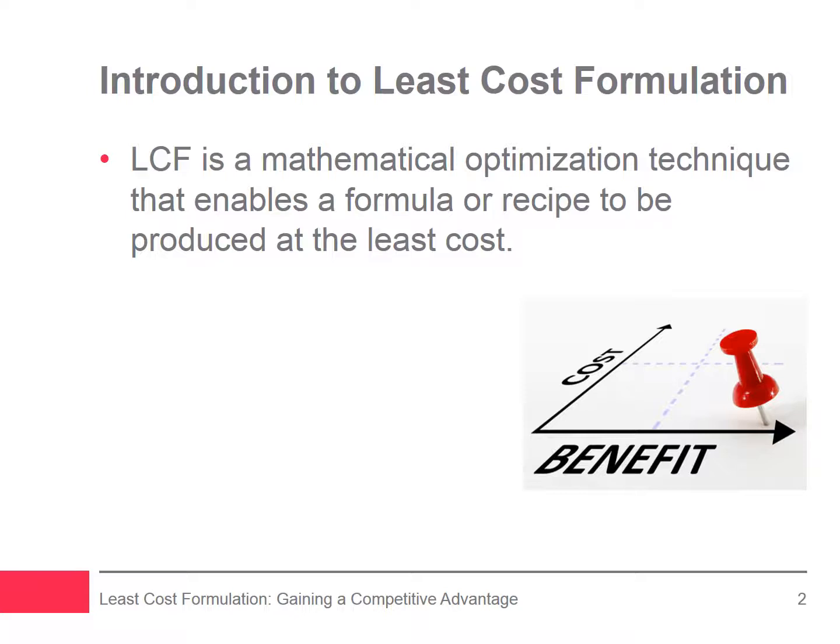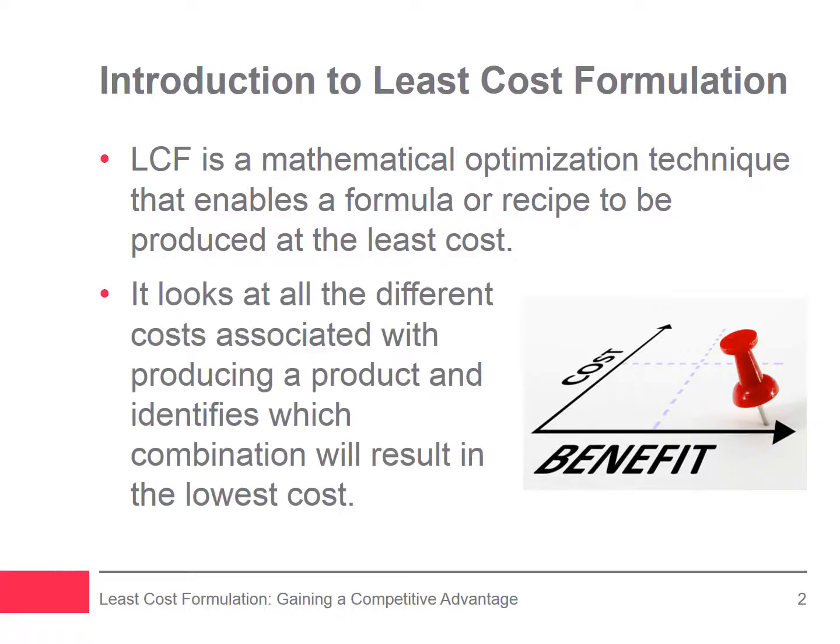It specifically applies when a formula or recipe must meet certain technical parameters and constraints, and where there's flexibility in ingredient use in meeting those parameters. When using LCF, meat processors must consider several factors, including variability in the composition of raw materials, availability of raw materials, cost of raw materials, and the demand on production.